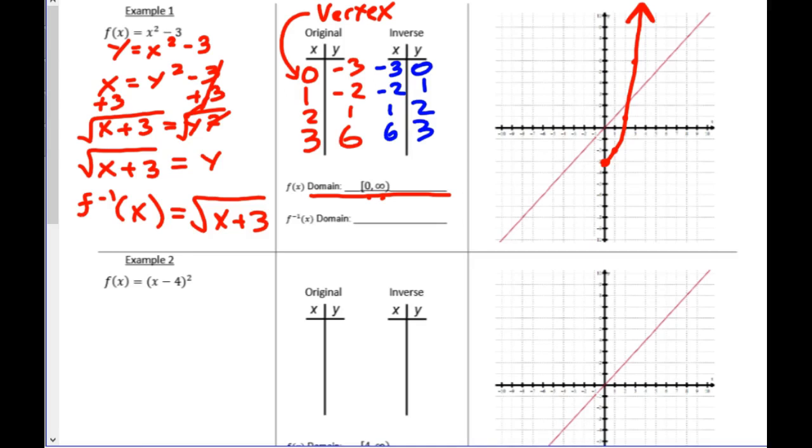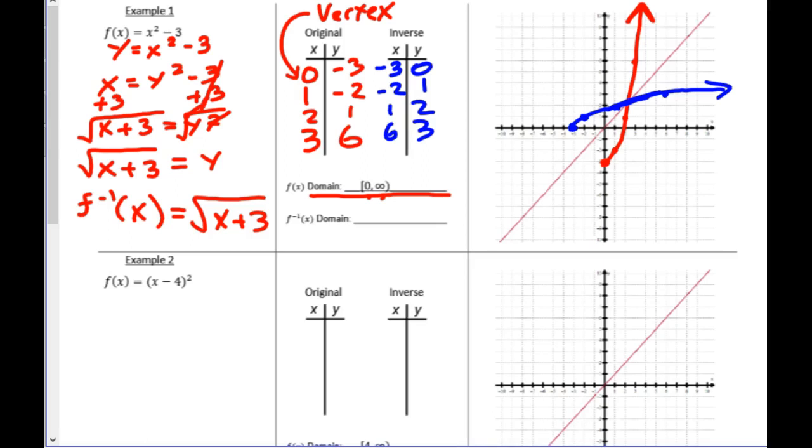So, negative 3, 0. Negative 2, 1. 1, 2. 6, 3. Ta-da! Now, it's kind of not the best graph, but that reflects across y equals x, right? Cool.